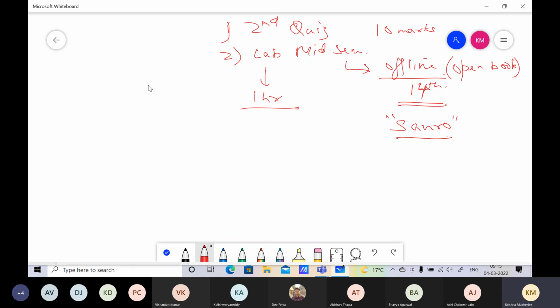And definitely not beyond 20th. It makes no sense. Not beyond 20th. It makes no sense because the end semester is sometime in the first week of April. So, you cannot have a midterm in March and then an end semester, then it's no longer a midterm.